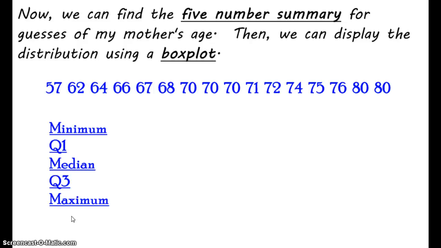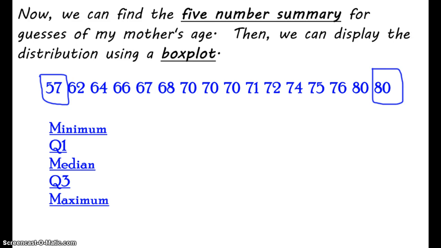Now, the minimum value, I think that one is fairly straightforward. We can see here that the minimum is 57, so that will be the first number in our five-number summary. And we can also easily see that the maximum, or the highest value, is 80. Now, for the median, we will need to find the number that is in the middle, the number that separates the lower half of the values in the distribution from the upper half.